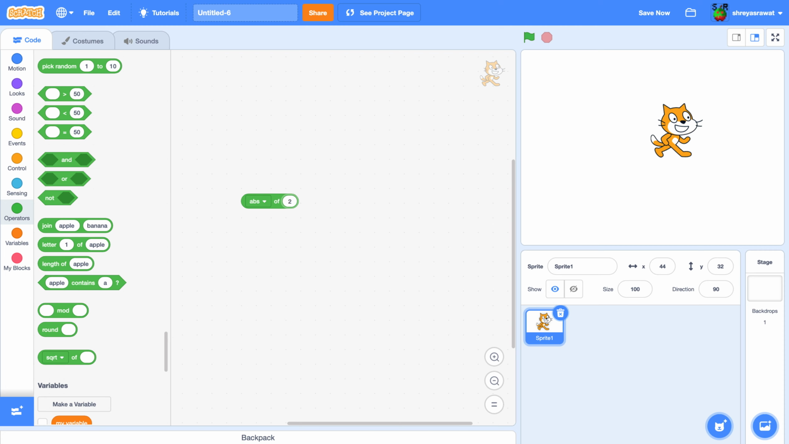So this works for any negative number. If I even do negative 10,000, then it will be 10,000.